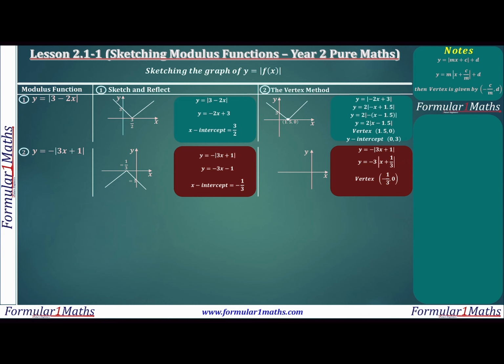So I'll indicate that on the curve. And because of the nature of the curve with negative outside here, I'll draw this as my V shape, but this time the other way around. And I'm going to get the following.